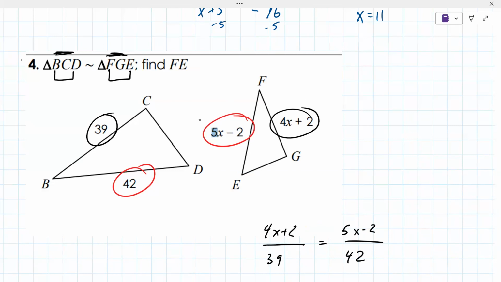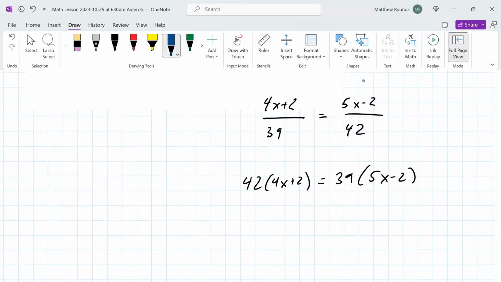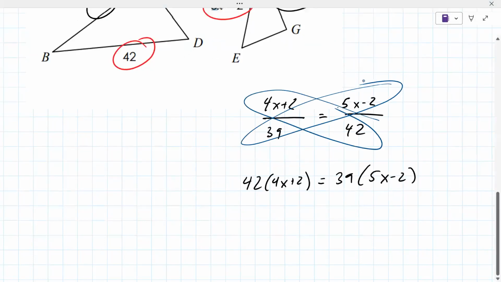And then if you haven't done this in a while, do you remember how to solve proportions? No, please refresh me. So you diagonally multiply. Sometimes they call it a butterfly. You're going to multiply the 4x plus 2 by the 42. 42 times the 4x plus 2 equals the 39 times the 5x minus 2. So this butterfly I'm referring to is sometimes drawn like this.